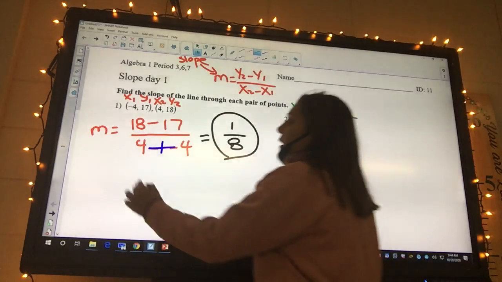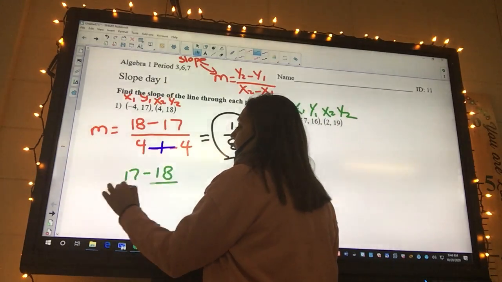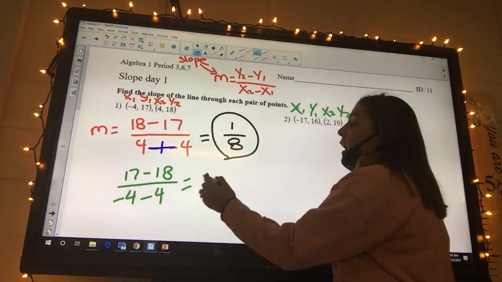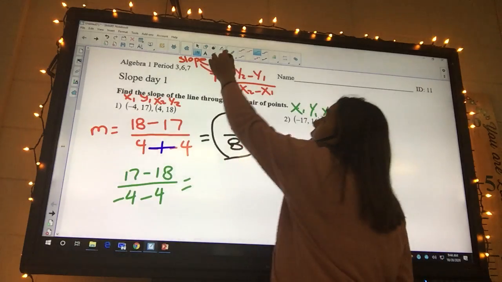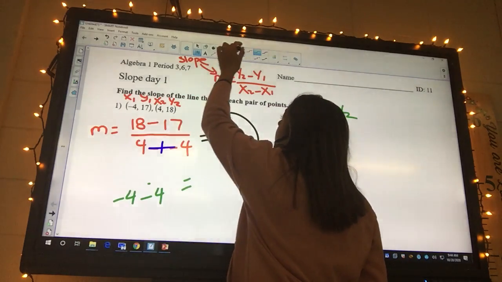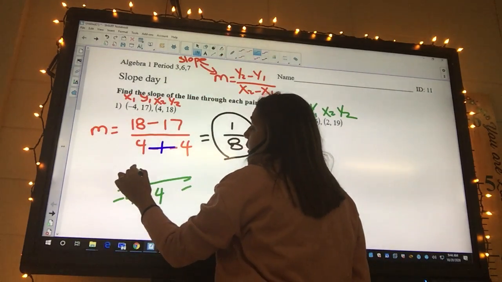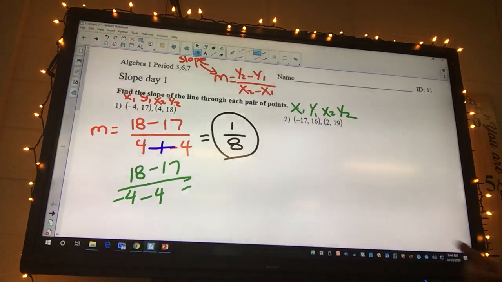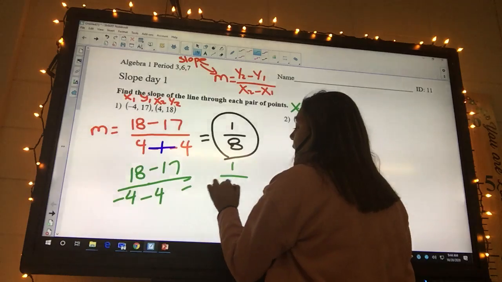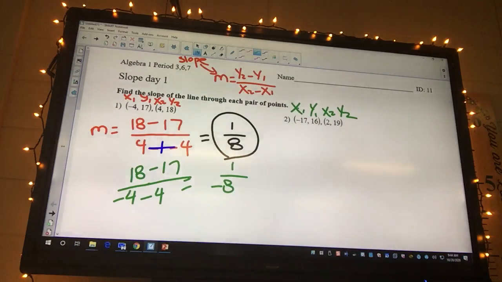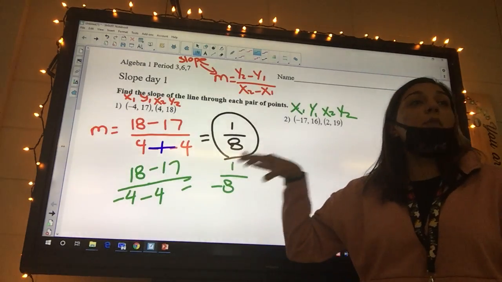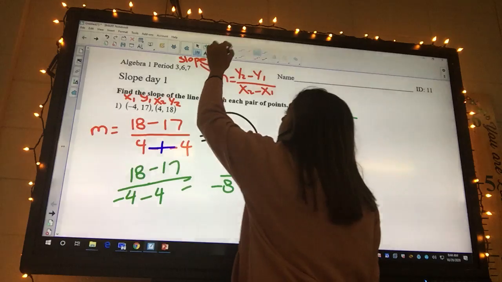So if I put 17 first on this one, minus 18, and then I have negative 4 minus 4, what usually happens is somebody will put the 18 where it's supposed to go, and then the 4's in the other spot. Then they're going to get 1 over negative 8, which is close, but on some of these you would end up getting a 0 or something that you shouldn't be getting. So it's very important that we put the numbers exactly where the numbers go. Labeling is very, very important.